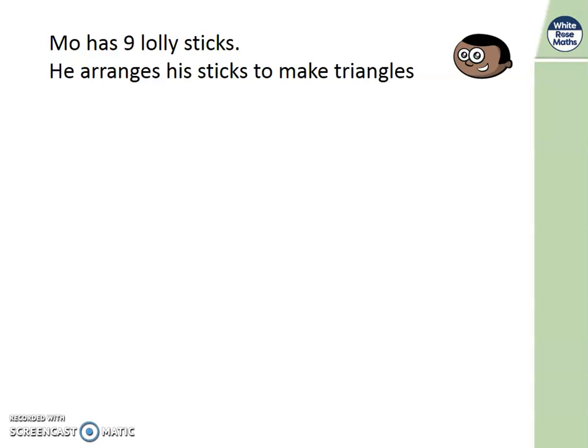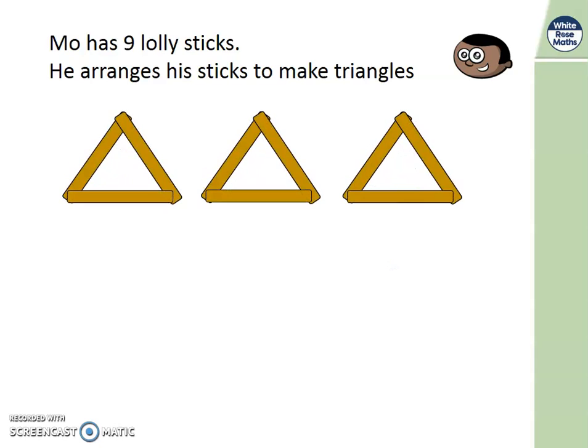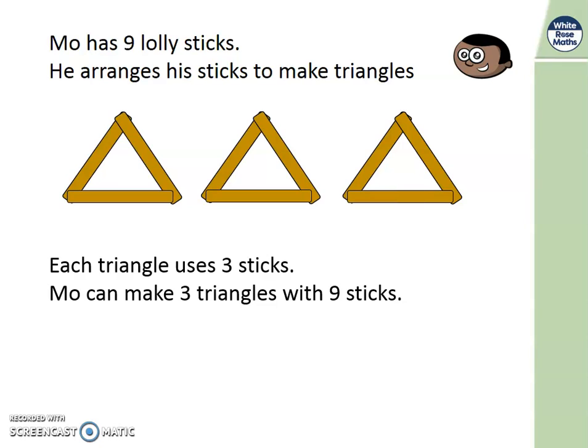Let's learn. Mo has 9 lolly sticks. He arranges his sticks to make triangles. Remember, a triangle has 3 sides. Let's have a look what he did. He's taken those 9 lolly sticks and he's made 3 triangles. Each triangle uses 3 sticks. So Mo can make 3 triangles with his 9 sticks, with none left over.